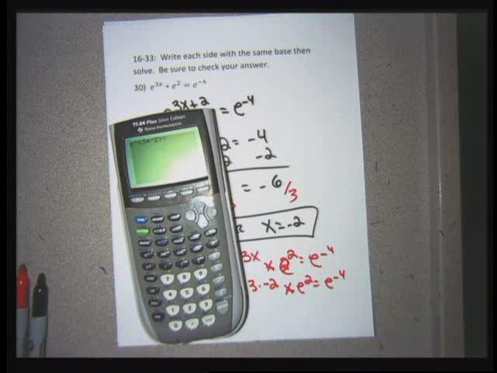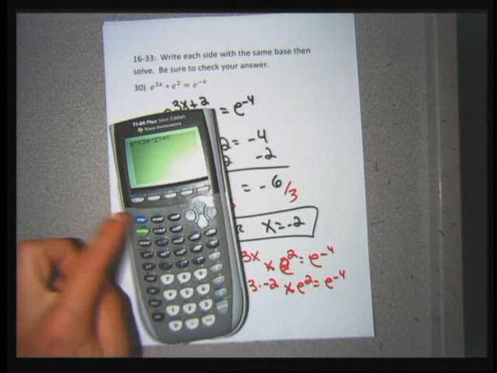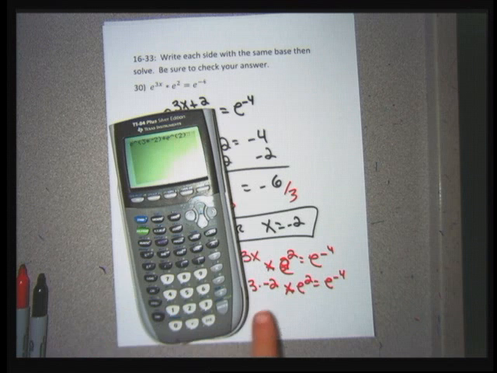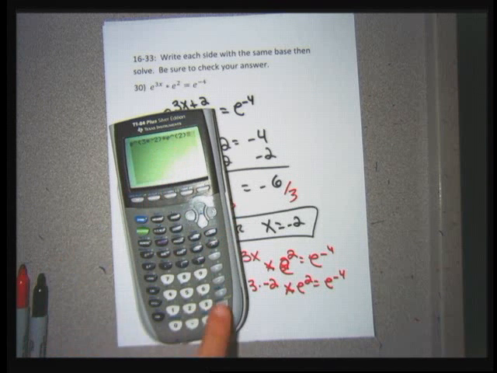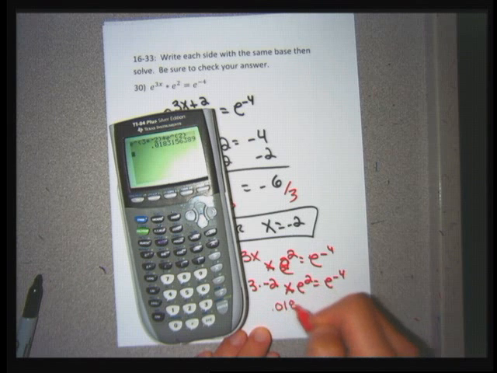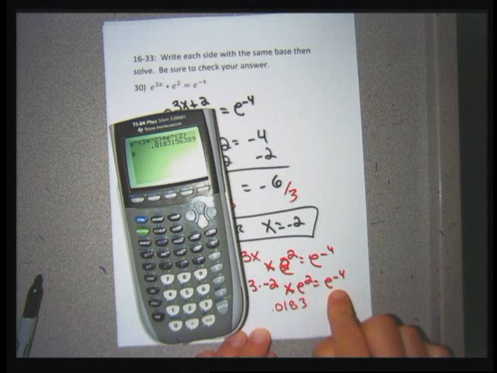And then I'm going to go times second ln squared. So that's the left-hand side: e to the 3 times negative 2 times e squared. And this comes out to 0.0183. The other side is just e to the negative 4.